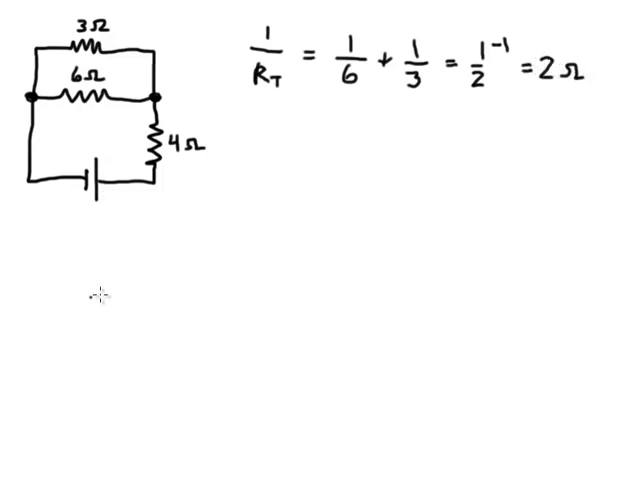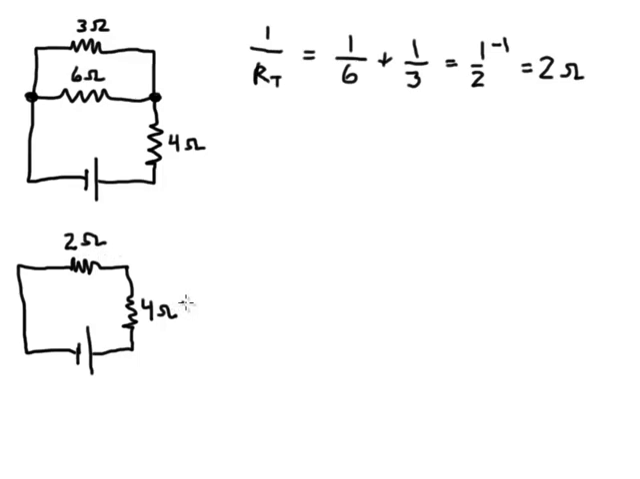Now I'm going to draw an equivalent circuit for this. I'm going to draw that 4 ohm resistor right here. And then I'm going to replace both of these with a single resistor in the place where the 6 ohm was. What we found was the equivalent resistance for that was 2 ohms. So I can put that there now. This looks like a simple series circuit, and it is. At this point, I can just add the two resistors. 2 ohms plus 4 ohms is 6 ohms. And the equivalent resistance of this circuit is 6 ohms.